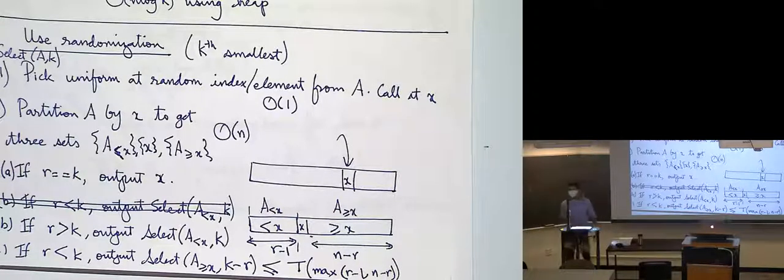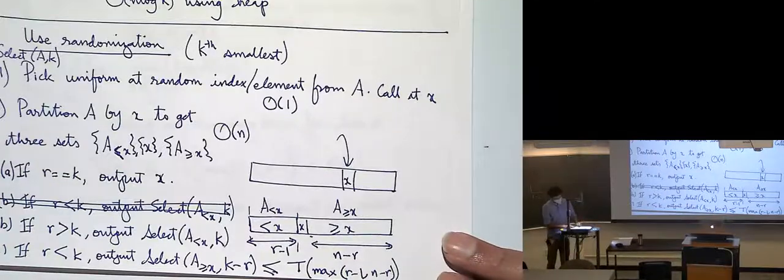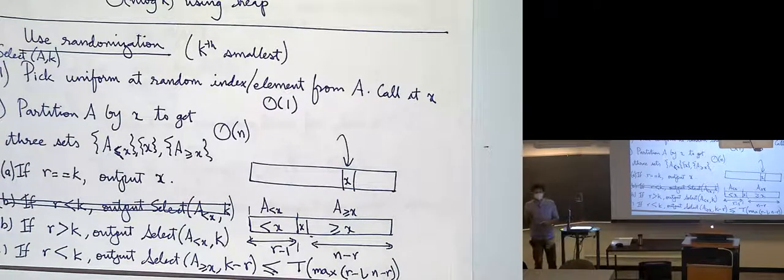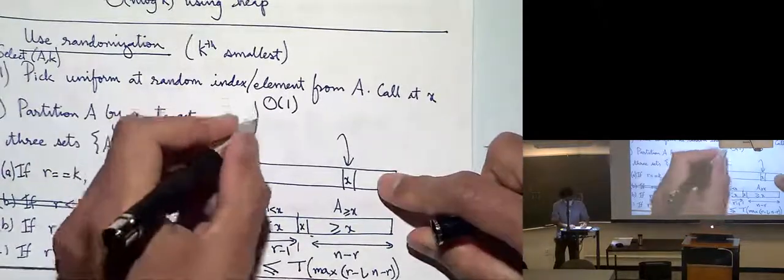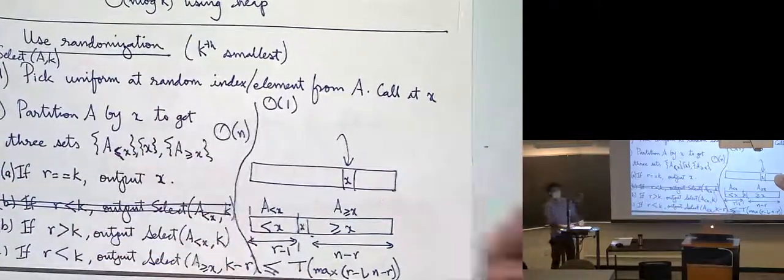Why is the max not given? Because you're looking at the worst case. You don't know which one it's going to be, so I'm just assuming that it's actually the worst. The worst is you're in the bigger one. The minimum would be the best case, but we want a worst case bound. So this is an upper bound.